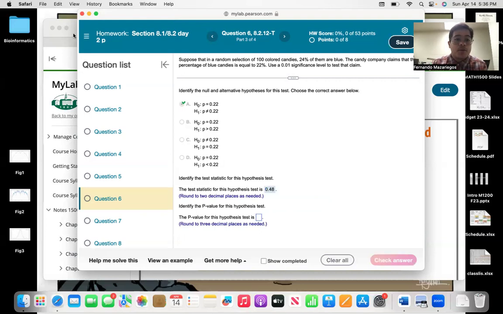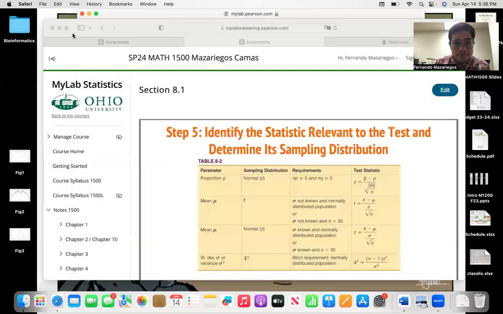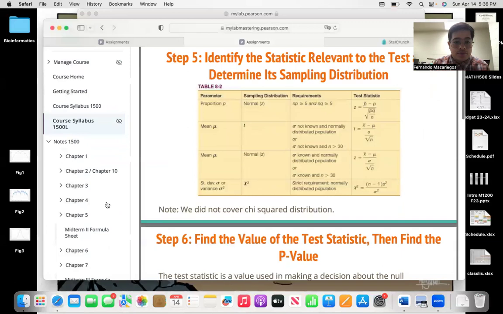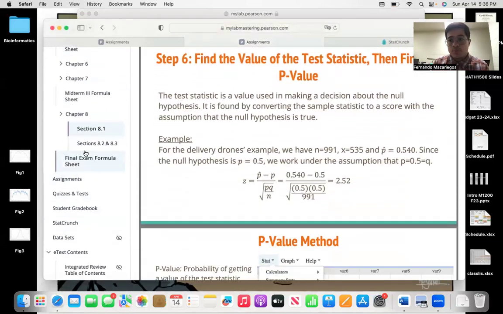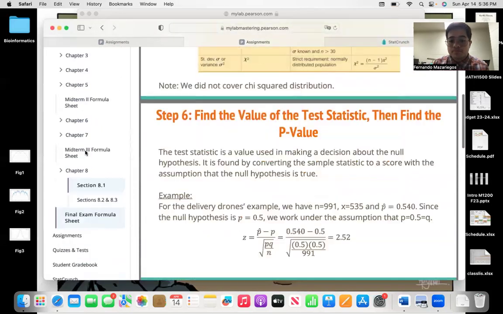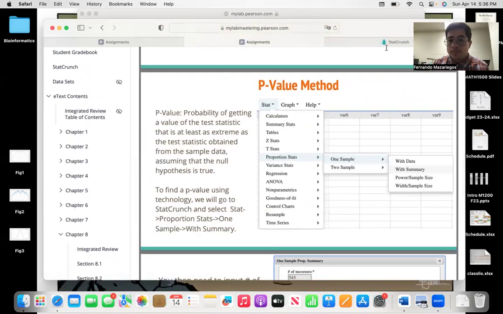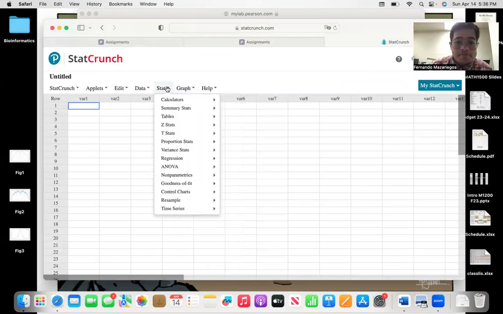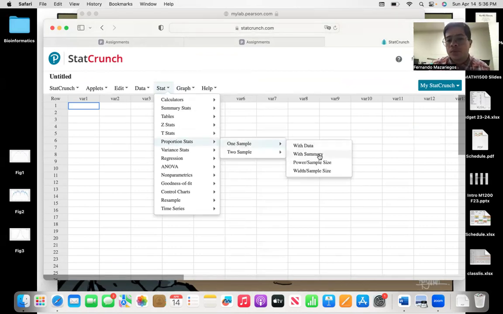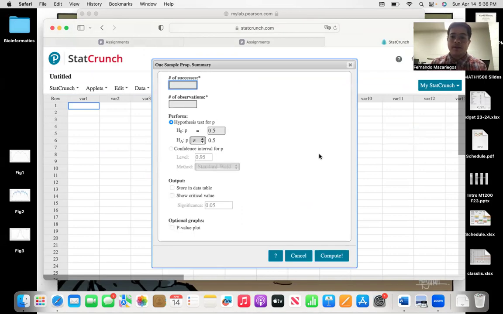So we go to the menu on the left. We go to StatCrunch. We open StatCrunch, which is here. And then what we do is we go to Stat. Then we go to Proportion Stats, one sample with summary. And then we basically just plug in the values that we have in this problem.